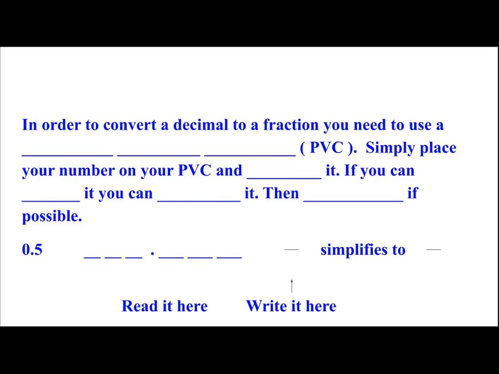The official way to convert a decimal to a fraction, you would need to use a place value chart. Okay? The abbreviation for a place value chart would be PVC. All you would have to do is simply place your number on the place value chart and read it. If you can read the number, then you can write the number. Okay? Then, of course, you have to remember that you have to simplify if possible.